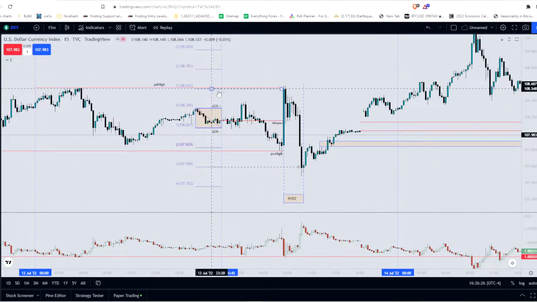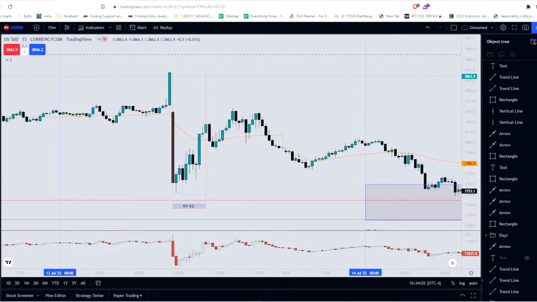As you can see here, the first standard deviation of the Asia range acts as resistance. Now this is also the previous day high, okay, and it is external range liquidity in this range. Okay, so price breaks down and moves towards the second standard deviation within the Asia range. Okay, so while we had that volatility playing out over on the dollar, we had a similar situation playing out over on the S&P 500.